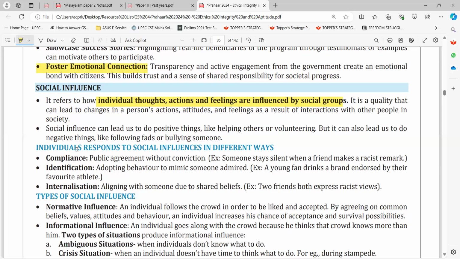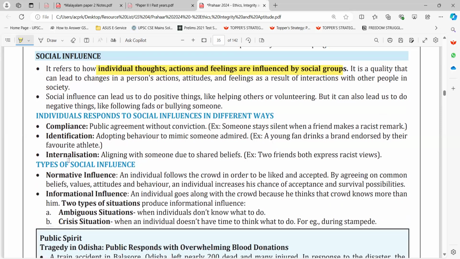Individuals respond to social influences in different ways: compliance, identification, and internalization. Compliance, public agreement without conviction. Example, someone stays silent when a friend makes a racist remark. Identification, adopting behavior to mimic someone admired. Example, a young fan drinks a brand endorsed by their favorite athlete. Internalization, aligning with someone due to shared beliefs. Example, two friends both express racist views.